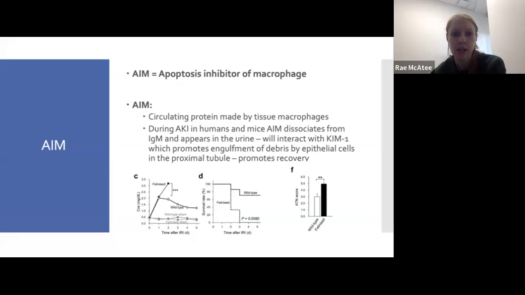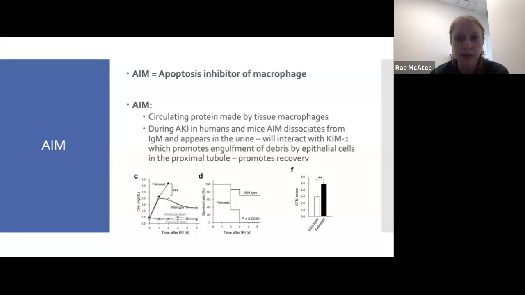And so they looked at studies in mice and found that mice that were AIM deficient, that were then subjected to an ischemic acute kidney injury, had decreased debris clearance and persistent renal inflammation, and then higher mortality as compared to wild type mice. And then mice treated with recombinant AIM after an ischemic induced acute kidney injury had removal of that debris and amelioration of that pathology that they saw.